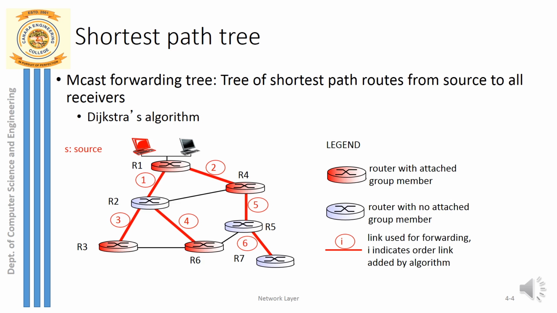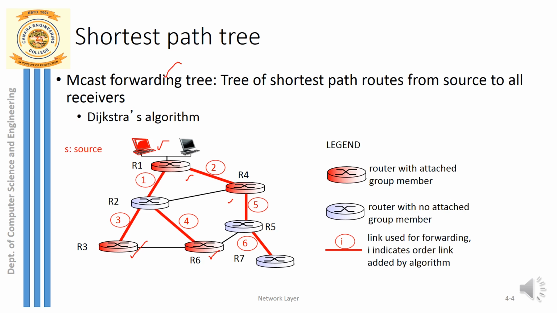Let's see this shortest path tree, and how the multicast forwarding tree is constructed. You can see the tree of shortest path routes from the source to all receivers. Here the source node is this node, and the other nodes colored red are participating in multicasting. You can see R1, R3, R6 and R4 are the 4 routers participating in multicasting. The rest, like R2, R5 and R7, are non-multicasting group members.